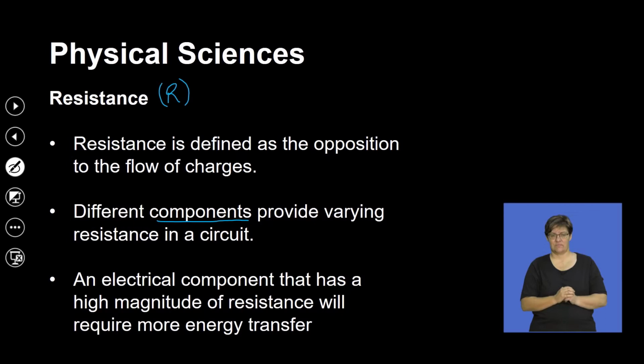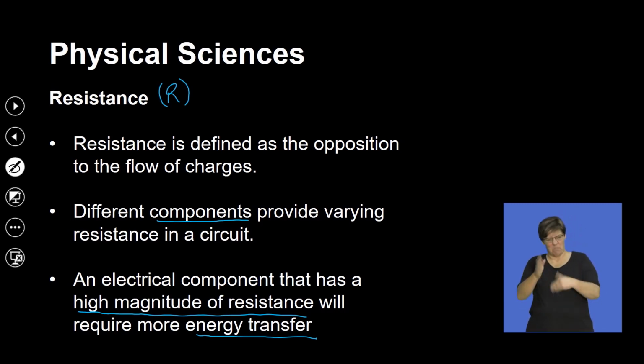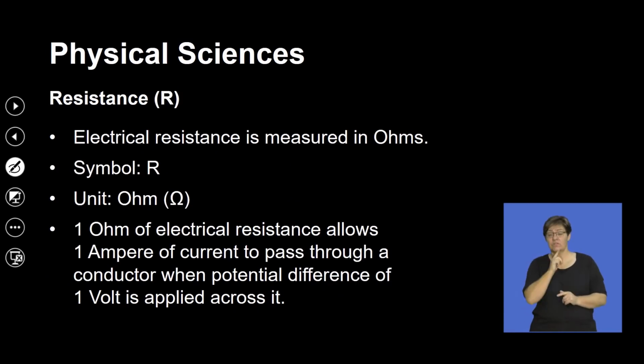So an electrical component that has a high magnitude of resistance, that's high resistance, will require more energy. Because remember, in a circuit, it's all about energy transfer or energy transformation. So greater resistance implies more energy conversion by that particular device. Electrical resistance is measured in ohms. The ohm is the SI unit.